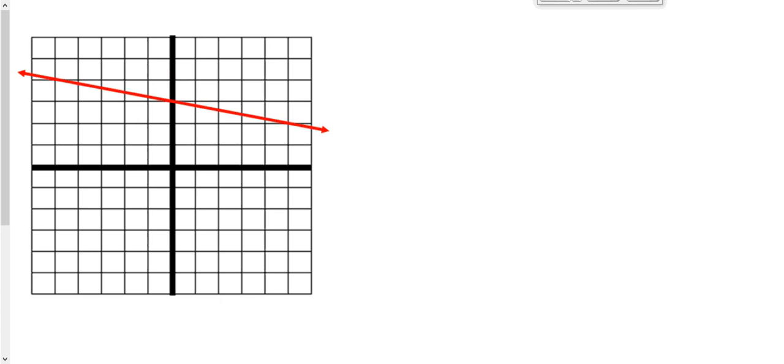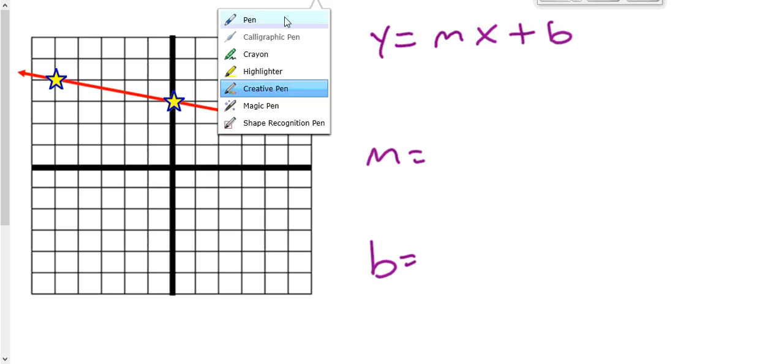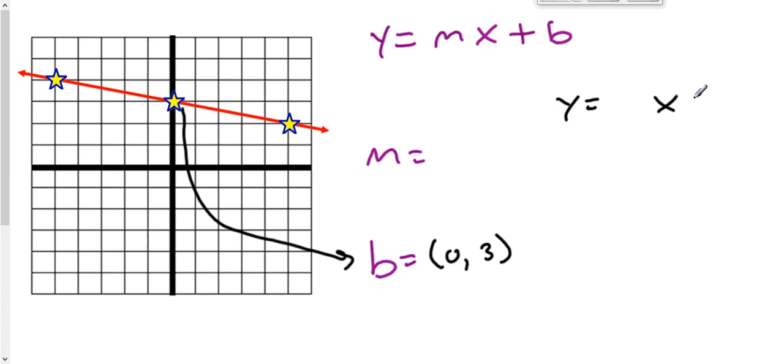Last graph, same thing. We want to start with our slope-intercept form, which means we need to find the slope, we need to find the intercept. So we're going to identify 2 points and the y-intercept point. This time I'm going to use those stars. There's our y-intercept. There's a point. There's a point. Picking any 2 that we want. Well, first off, let's get our y-intercept point. 0, 3. So our equation is at least a plus 3 right now. If it was negative, it would be a minus.